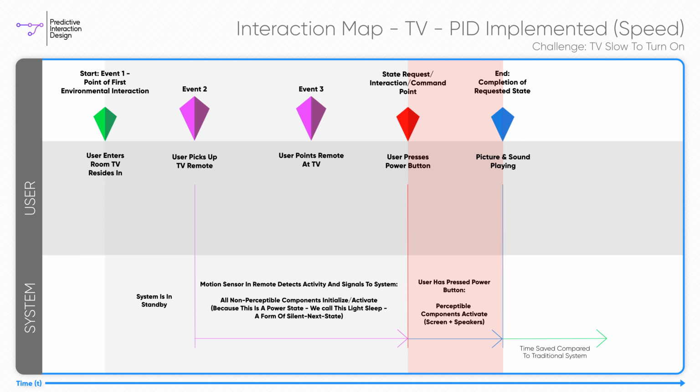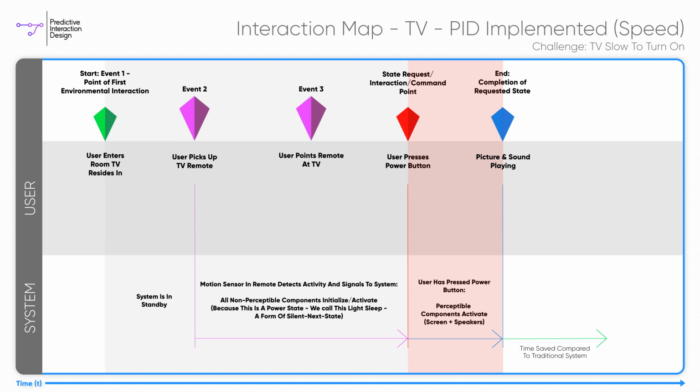And even if there isn't enough time for the components to initialize fully, at least the interaction and user experience is much faster. And we can see that red zone there, that point in between the state request or interaction and the completion of the requested state, compared to the first one, is smaller. And that's the goal of predictive interaction design here. We're reducing the time it takes. We're reducing that delay, that lag between the user's interaction and the completion or delivery of the state that they're requesting. So this really helps us visualize all of the things that the user does before they make that interaction.